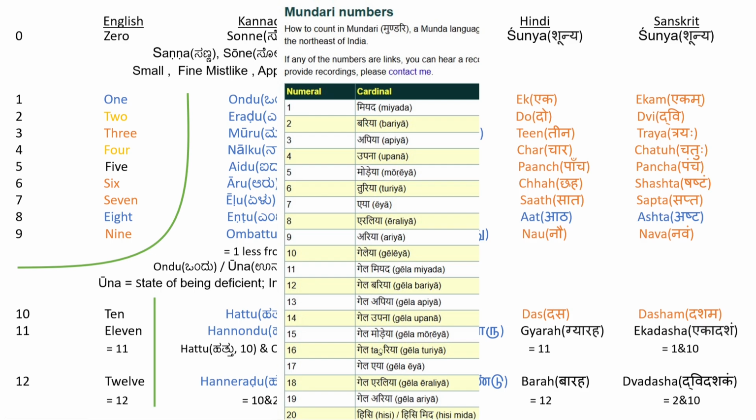So essentially, they are unique words. 11 and 12 in English and 11 and 12 in Hindi are unique words and they are an exception. They don't follow the perfect base 10 system, where we would have written either 10 plus 1 or 1 plus 10.